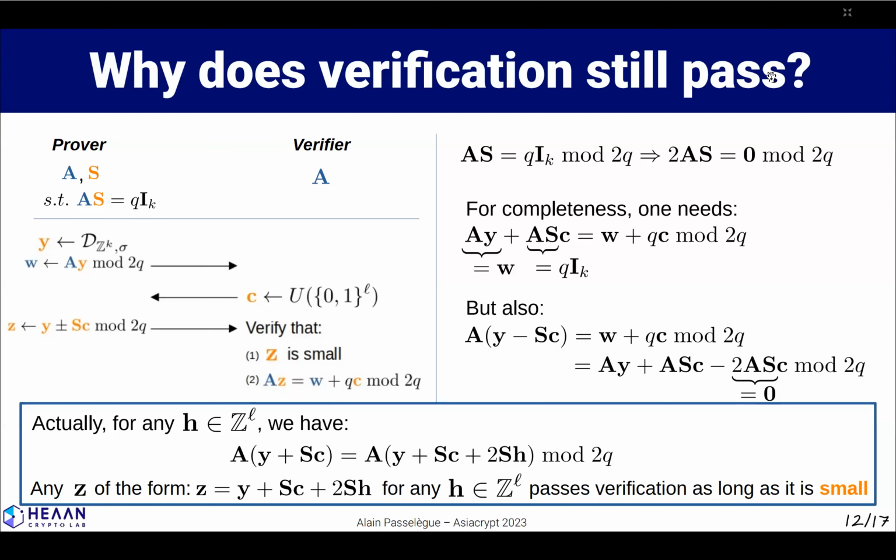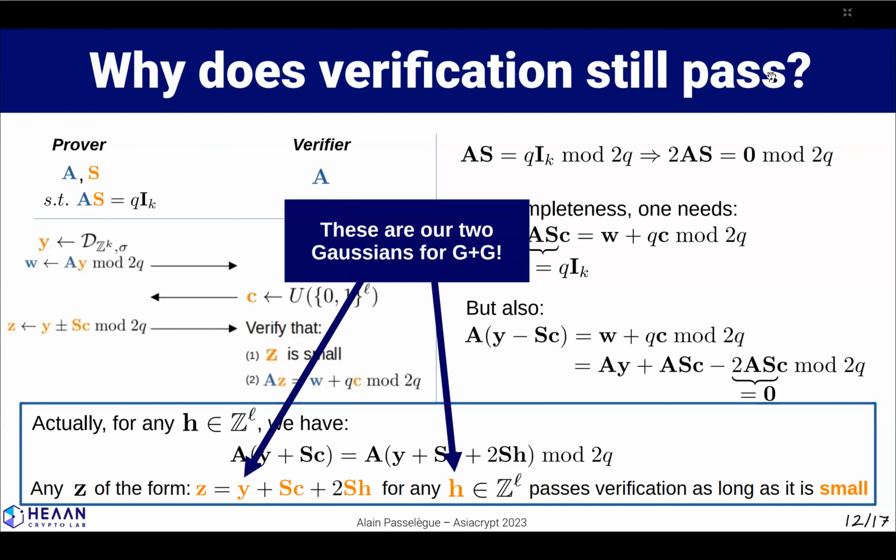Exploit that. Just choose more options for h. Just not minus 2 times s here, that was done before. So again, the idea is that any z of the form y equals sc plus 2 times sh will pass verification, at least we pass equation 2. But we still need to pass also equation 1, so we need this form. So how do we make this form? Just choose h to this form. So this is actually what we do in the system.